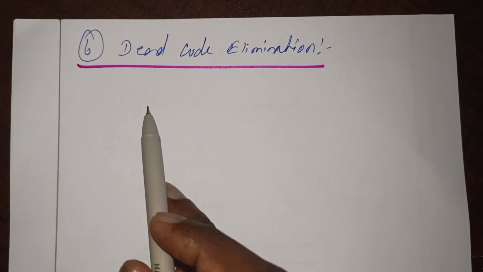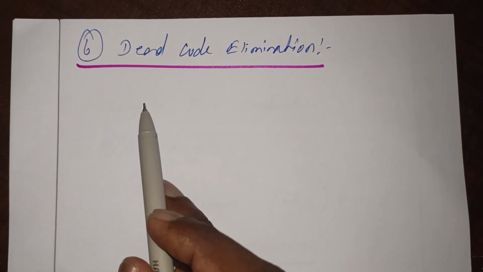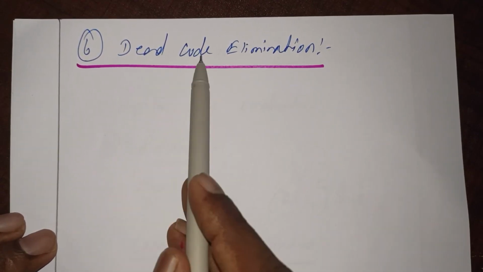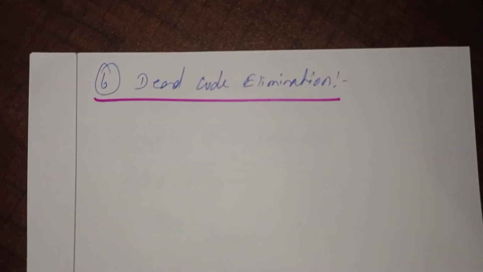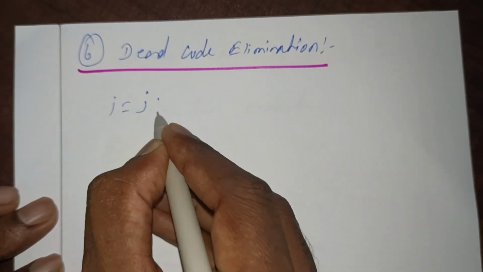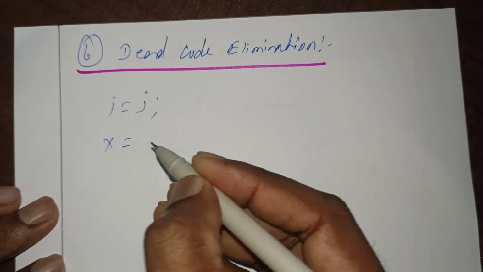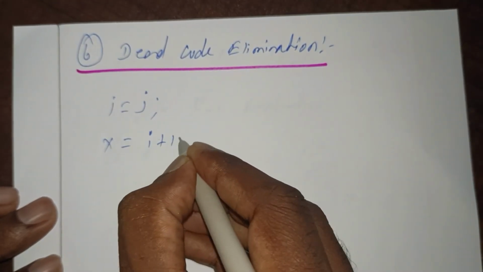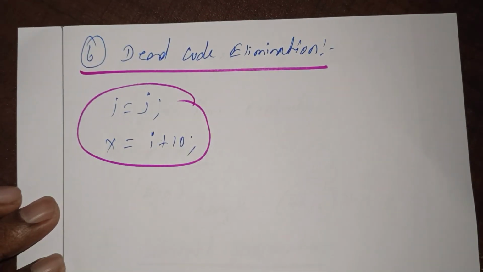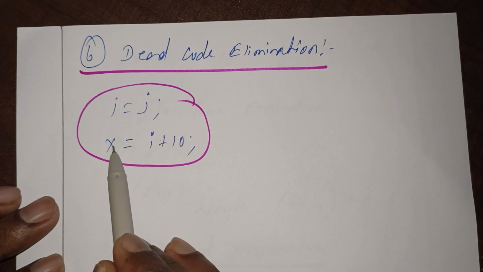Okay, so the final technique adopted in the principal sources of optimization is dead code elimination. I will write the code here. You can check which code can be a dead code and how to eliminate that particular code. Now, i = j, then x = i + 10. You see this code, whether this particular code will reach here. i = j.